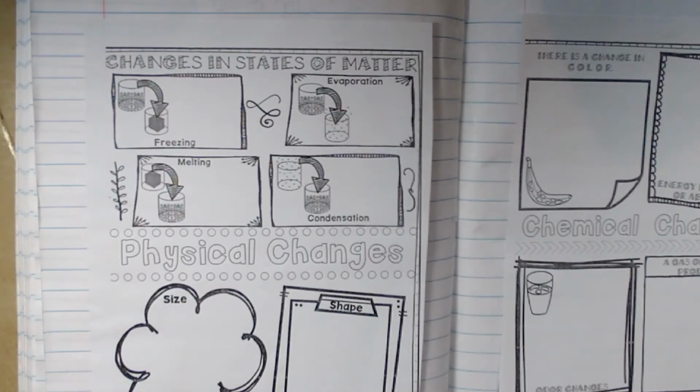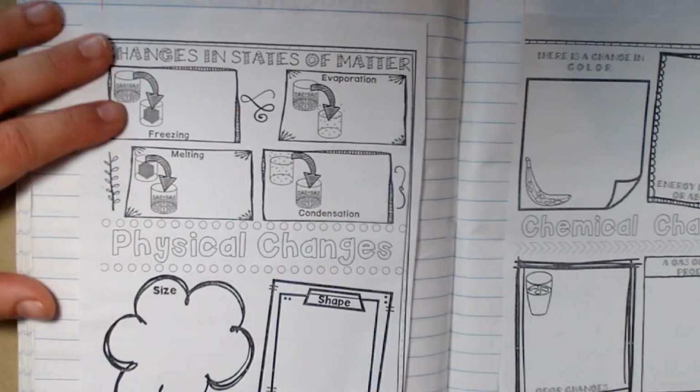All right, today we're going to be talking about different states of matter and how they change. So we have two different changes. We have a physical change and we have a chemical change. We can change states of matter, which is an example of a physical change. So we're going to be talking about that first.